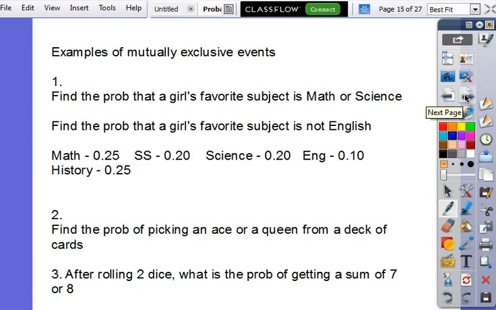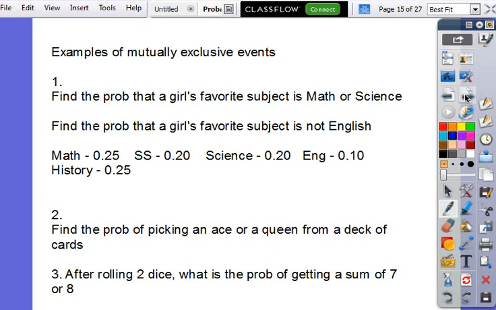Examples of mutually exclusive: you pick math or science, but you can't pick both. You pick favorite subject is not English, that means it is everything else, but it can't be not English and something else at the same time. Picking an ace or a queen: I can pick either, but I cannot pick both. Rolling two dice, getting a sum of a 7 or an 8: I can get either, but I cannot get both at the same time. All of those are mutually exclusive.